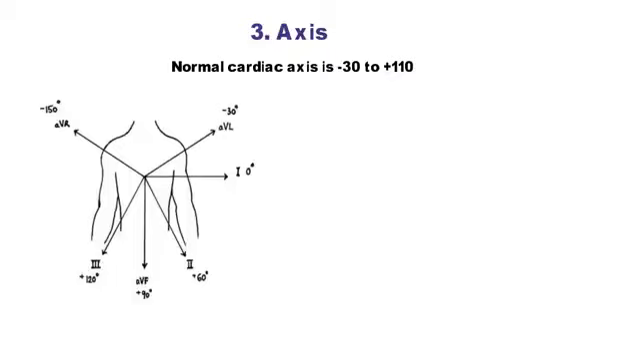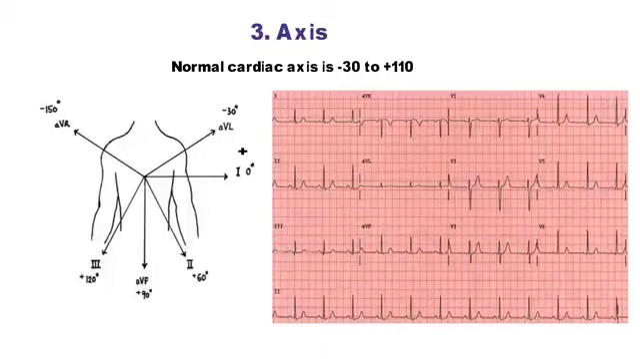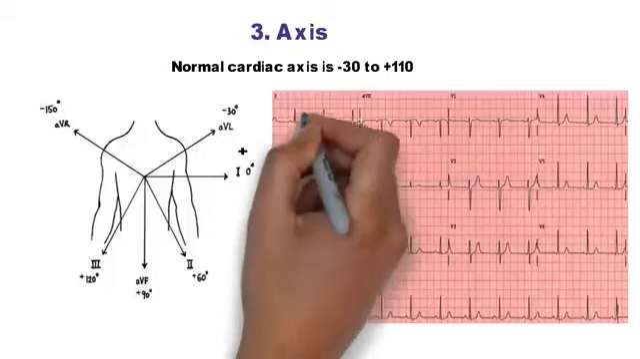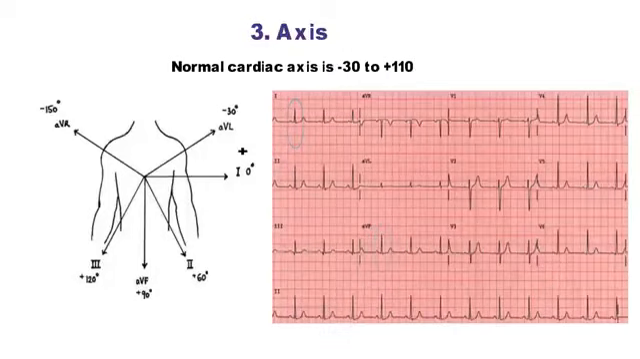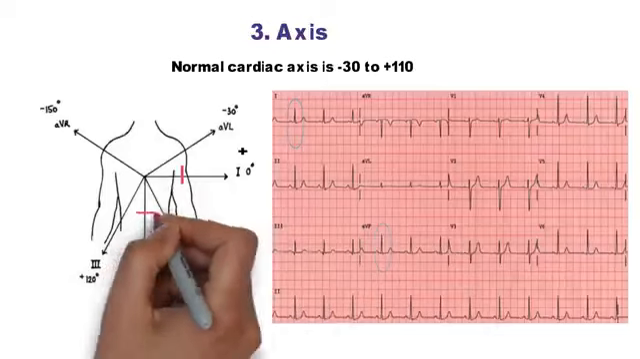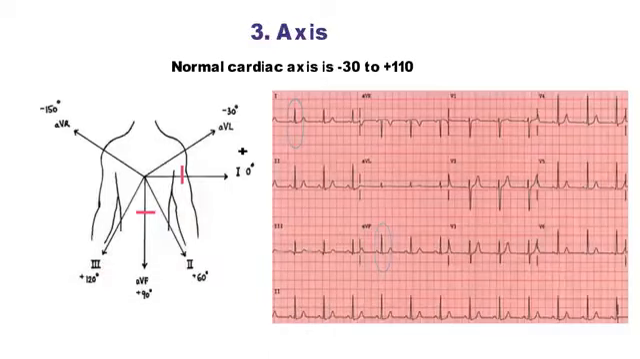Now to calculate the axis, most commonly we use perpendicular leads, that is lead 1 and aVF. In this ECG, net QRS complex in lead 1 and in aVF are positive. So if we plot these positive deflections on this diagram, we will get a vector in the normal cardiac axis range. So this is a normal axis ECG.